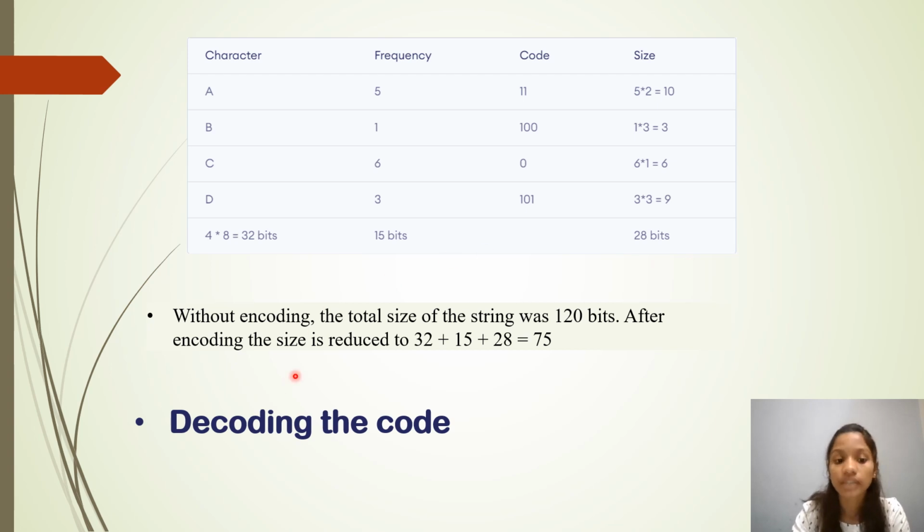Now, without encoding, the total size of the string was 120 bits. After encoding all the characters, the size is reduced to a total of 75 bits.